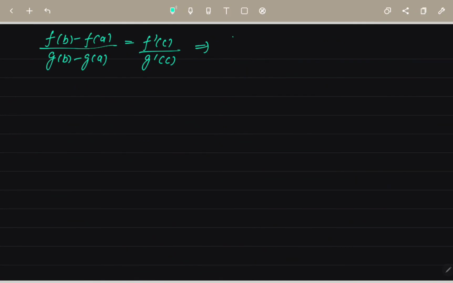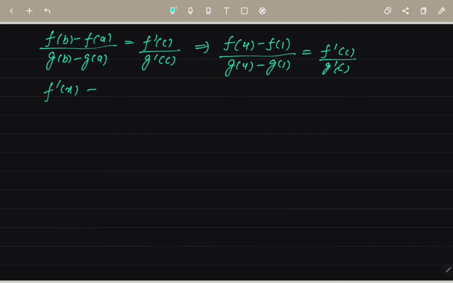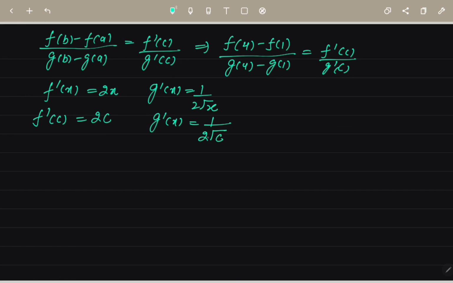So now this is the formula. Where the interval was 1 and 4, and b was 4, so I will write f of 4 minus f of 1, similarly divided by g of 4 minus g of 1, and this is equal to f dash c divided by g dash c. Okay, so I know that f dash x is equal to 2x, and g dash x is equal to 1 by 2 root x. So from this I can find f dash c, that is replacing x by c I will get 2c, and replacing x by c here I will get 1 divided by 2 root c.